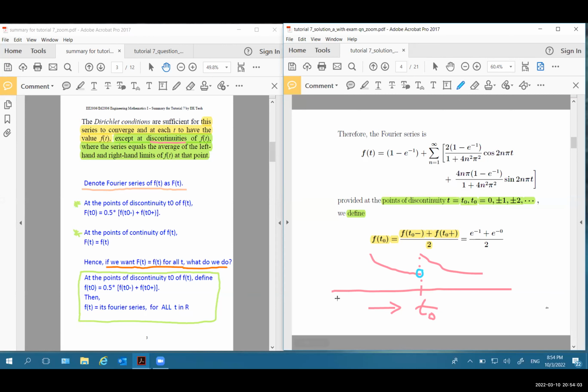Can everyone see it? You approach t0 from the left. Actually, what is the function value? That means you are coming in this direction, so it's this value here.